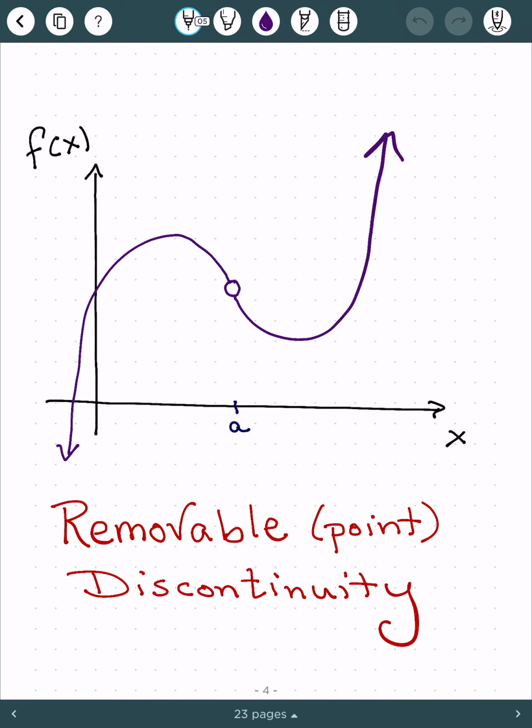The first type of discontinuity is called a removable or point discontinuity because there is a missing point. It has been essentially removed. This function is simply not defined at x equals a.